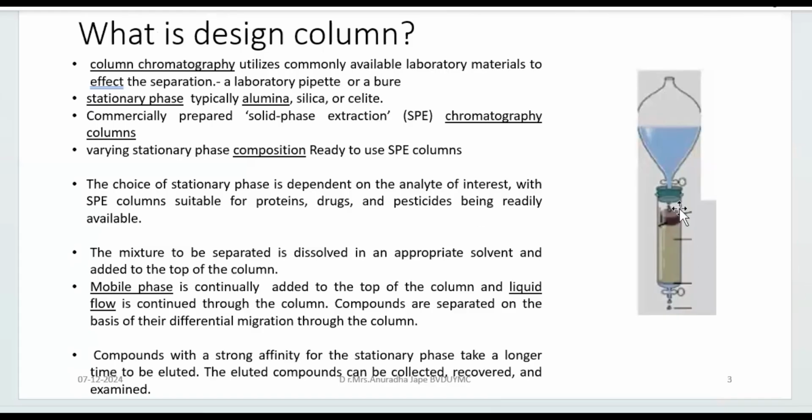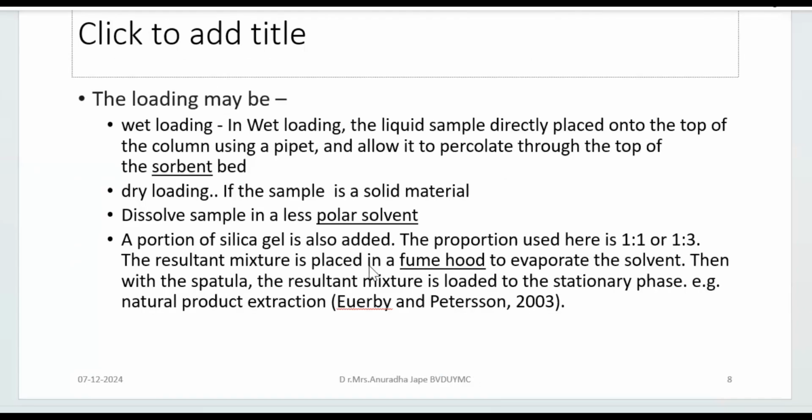It is not fully packed. You see there is a gap, right? So here you are going to apply your sample analyte. This upper clean area that you're seeing is packed with the mobile phase, and then you are going to attach it to the reservoir. So these are the steps which you have to remember when it comes to loading of the column.